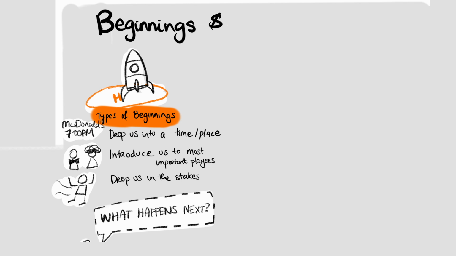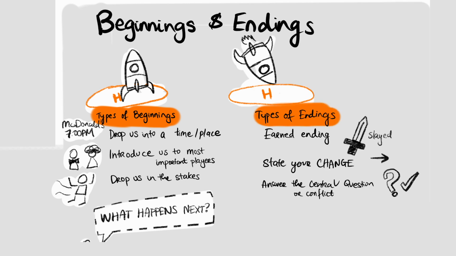The beginnings should really keep the audience thinking, what happens next? The ending must make the audience feel satisfied. The 3 types of endings are earned endings, where the heroine of the story, which is you, has worked very hard and has deserved this ending. The second type is stating your change. So you are showing the audience how you have changed because of this story. Or the last way is to answer the central question or conflict.